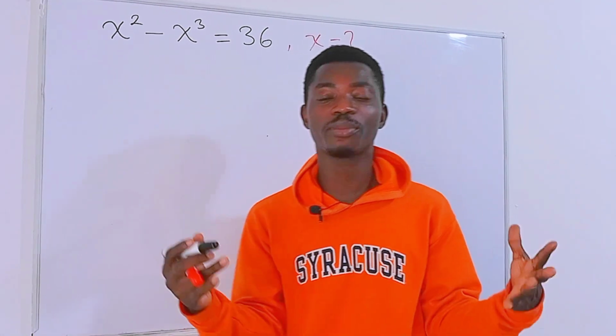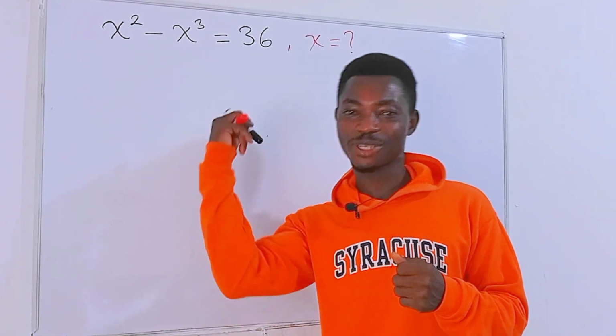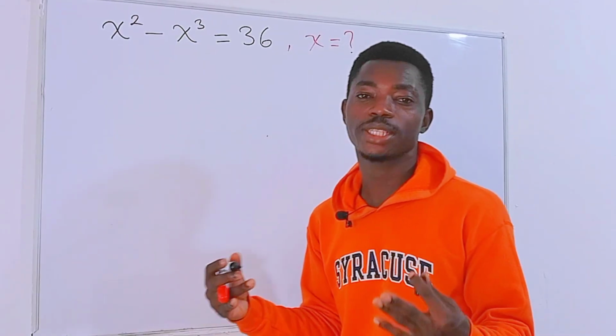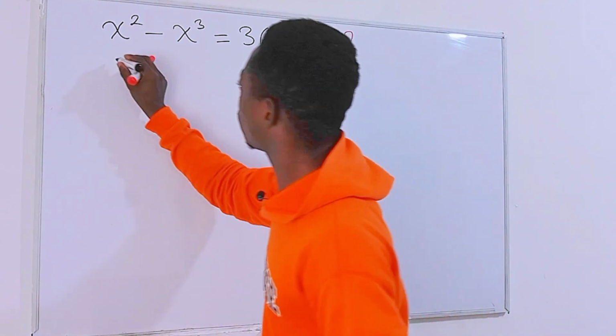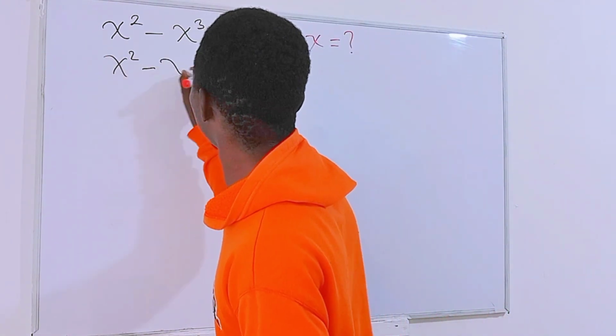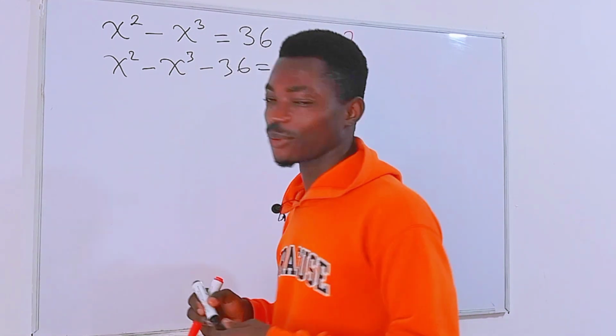One good thing about algebra is that we can always play around with the question. So let's play around with it. First of all, let's equate everything to 0 by just transposing this 36 so that we will get x to the second power minus x to the third power minus 36 is equal to 0.